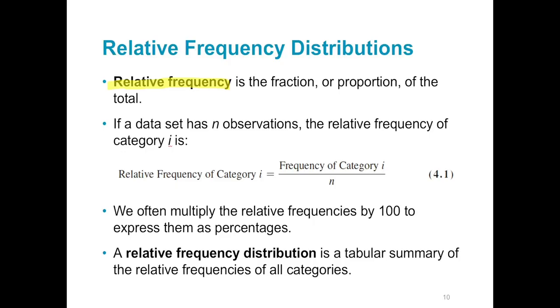This is the formula for relative frequency. You divide each category's count by n, which is the total number of observations. The sum of all relative frequencies must equal exactly 1. And that's your check that the math is right. And if we want to express them as percentages, then we often multiply the relative frequencies by 100. And a relative frequency distribution is pretty much a summary of the relative frequencies of all the categories.